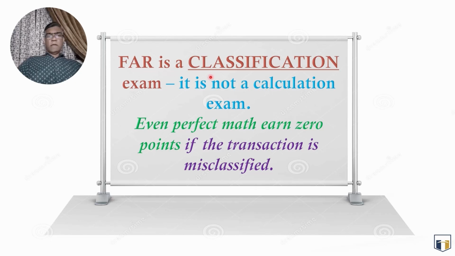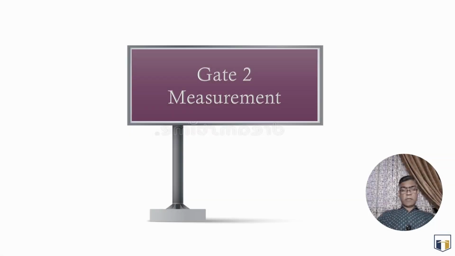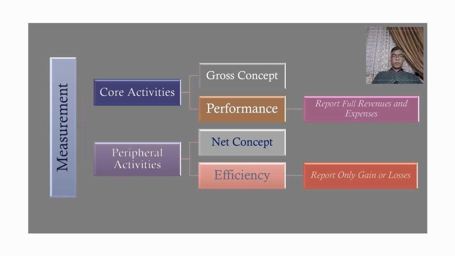Remember, this is a classification exam. It is not a calculation exam. Even perfect math earns 0 points if the transaction is misclassified. The next gate depends on the first gate. The measurement is always based on the classification. Measurement model depends on classification. Wrong gate 1 equals wrong gate 2. Always confirm your classification before calculating.